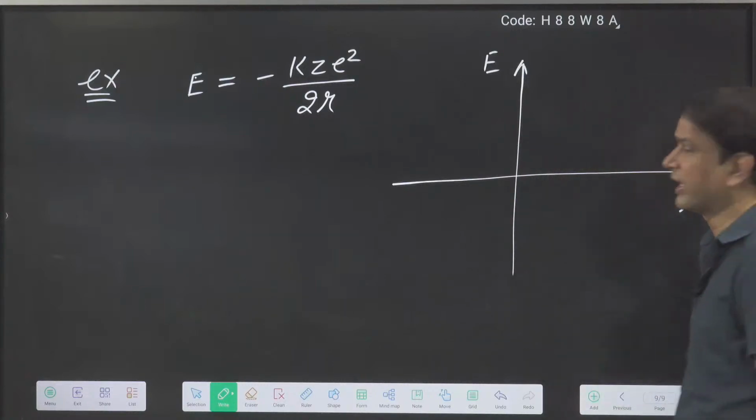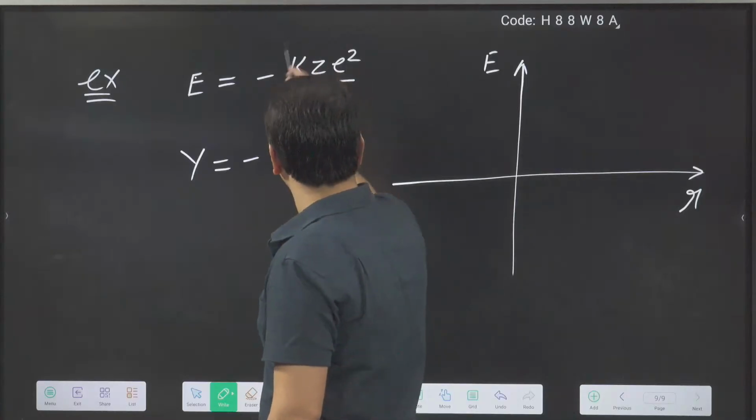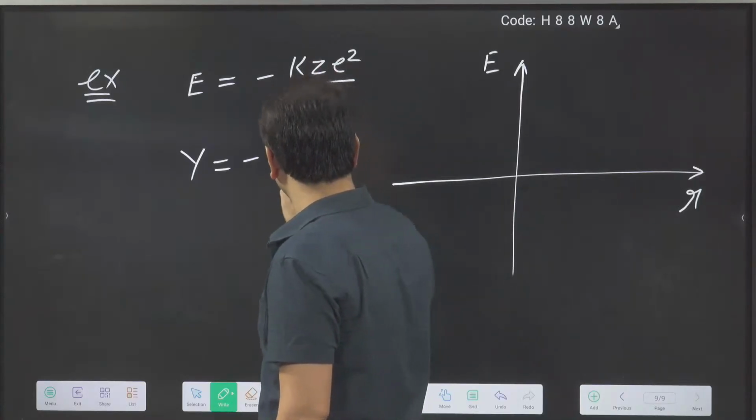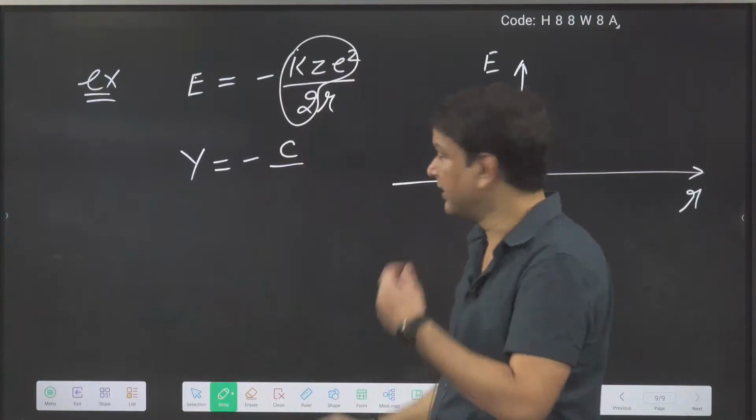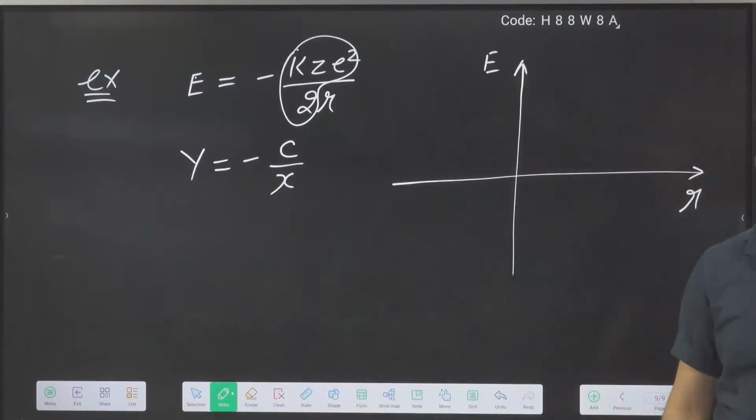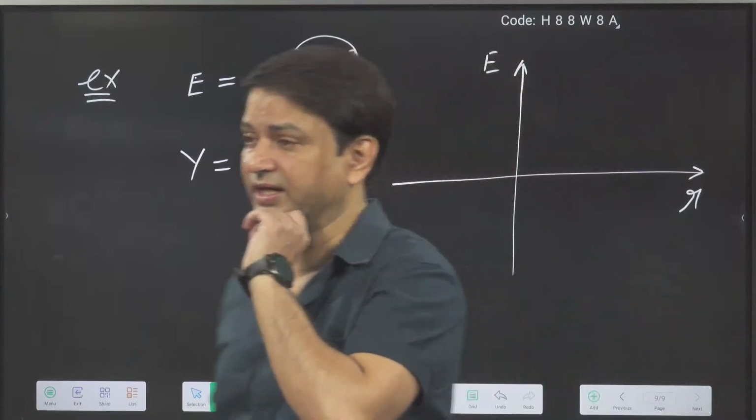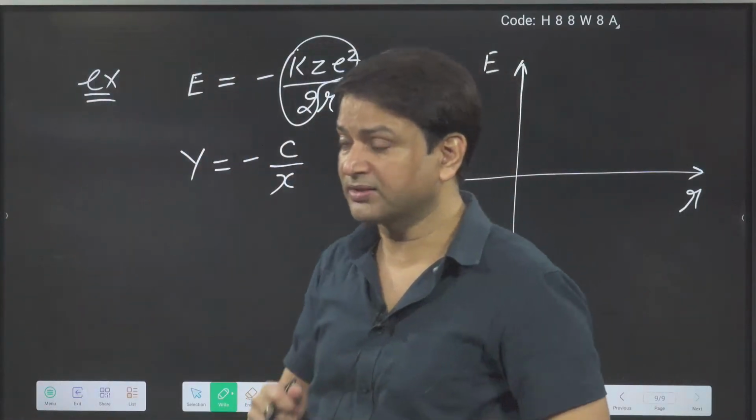So what I will do, I will replace E by y. Y is equal to minus, this whole quantity is a constant for a given atom, so C by x I will get. Now I am getting y inversely proportional to x, but the minus sign is there. What is the meaning of that minus sign? How will we use that minus sign?